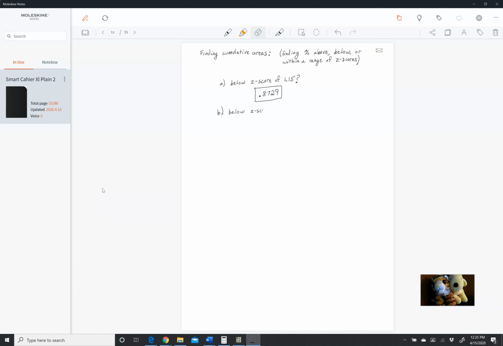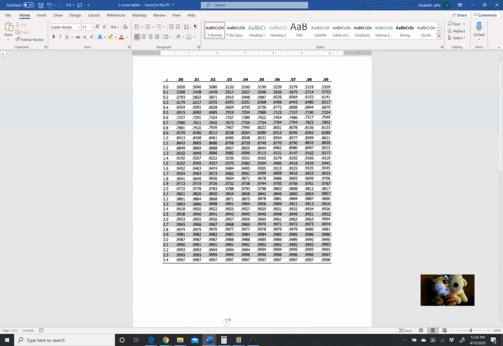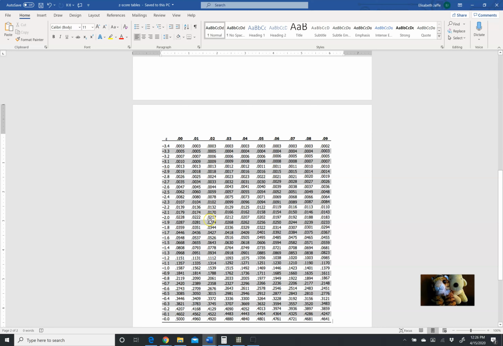we want below a z-score of negative 0.24. So again, this is just going to our chart. Just be careful. We need to go to the negative. So it's negative 0.24. So we go to the 0.2 and then we go to the 4. It's 0.4090.